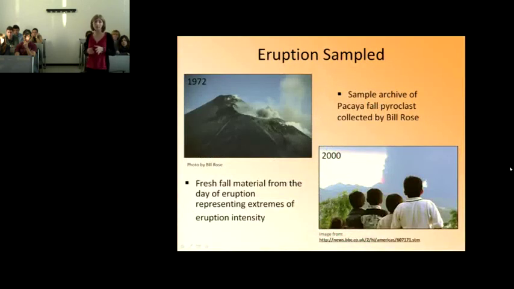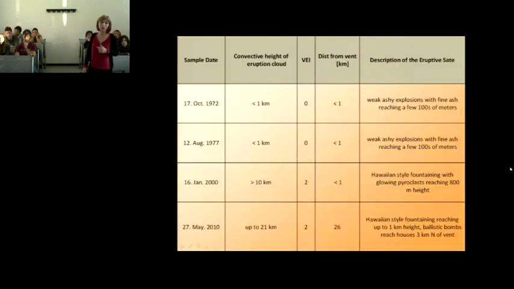Fresh fall material from the day of eruption, representing extremes of eruption intensity, were chosen from the sample archive of Pacaya fall pyroclasts collected by Bill Rose between 1965 and 2013. The first two eruption samples are from October 17, 1972 and August 12, 1977. These are characterized by a weak ashy explosion with fine ash reaching a few hundred meters, and the samples were collected less than 1 kilometer from the event.